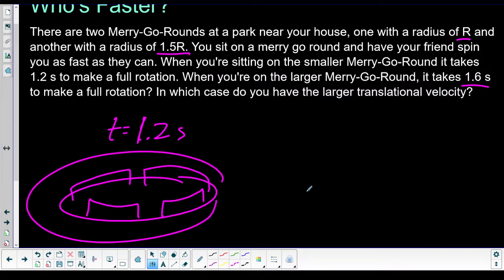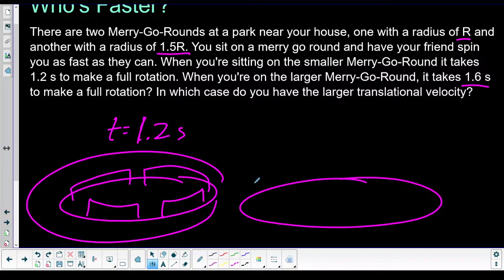So we've got 2 merry-go-rounds. One's a little bigger than the other. We know their radii, and we know their time to go in a full circle. So let's try and figure out which one's going faster. And when we say translational velocity, we're talking about like here you are hanging over the rail. How fast that way are you going? What's your linear velocity?